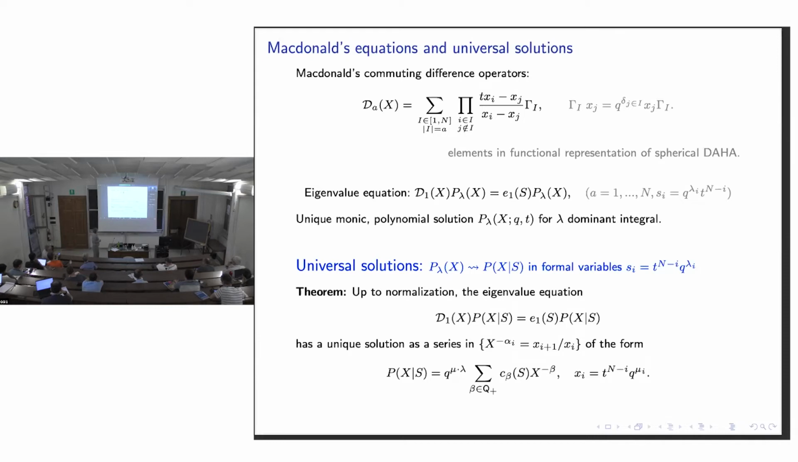Macdonald's eigenvalue equation, at least the first one, is that D1 acting on P lambda of X has an eigenvalue E1, the first elementary symmetric function in the variables S. So S is q to the lambda t to n minus i. So it's just the sum of these S's, the first elementary symmetric function in this case. And this equation has a unique monic polynomial solution called the Macdonald polynomial if lambda is an integer partition. So lambda is a dominant integral weight of SLN, in other words.